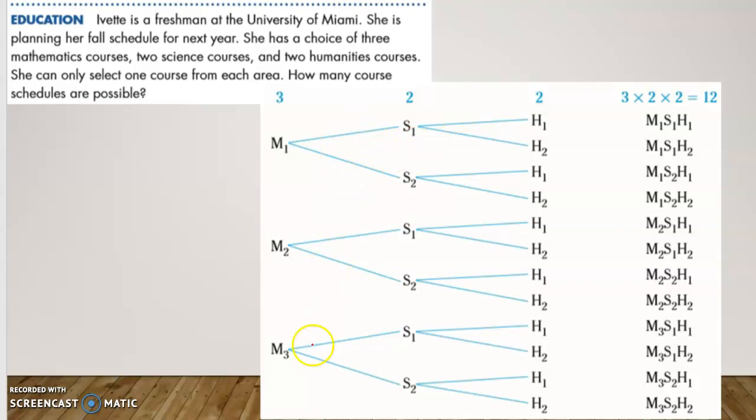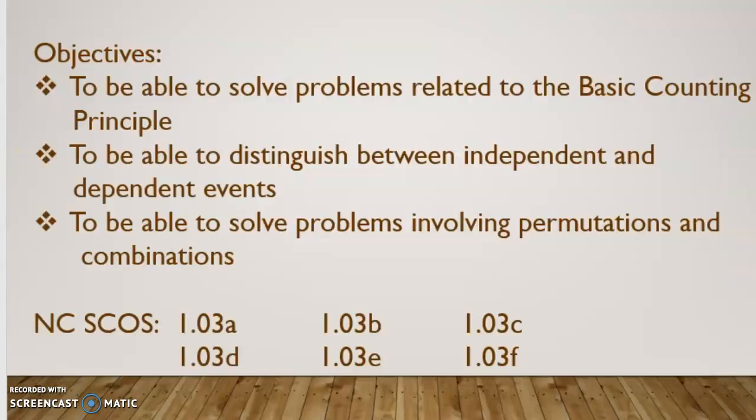Well, this is done in a tree diagram. You've got 3 math courses, and then 2 science courses, and then 2 humanities courses. So you've got 3 choices times 2 choices times 2 more choices, make it a total of 12 choices. The tree diagram will help you actually write down what the choices are. Okay? But that is the basic counting principle, fundamental principle. Either one.